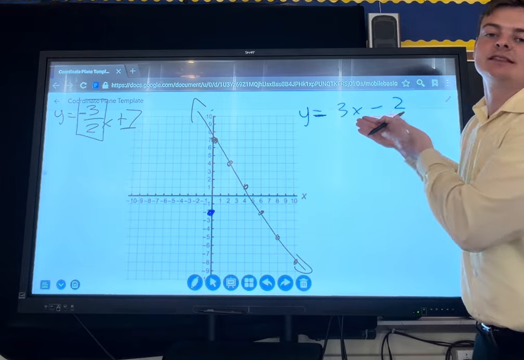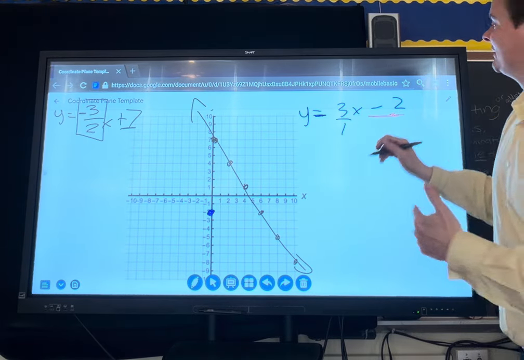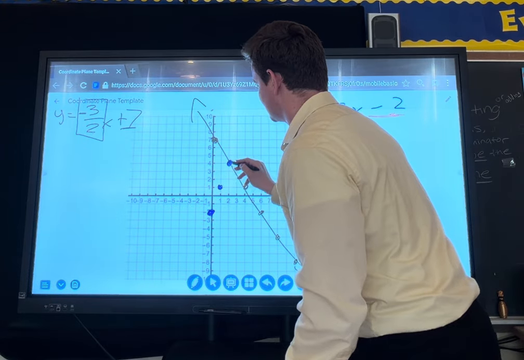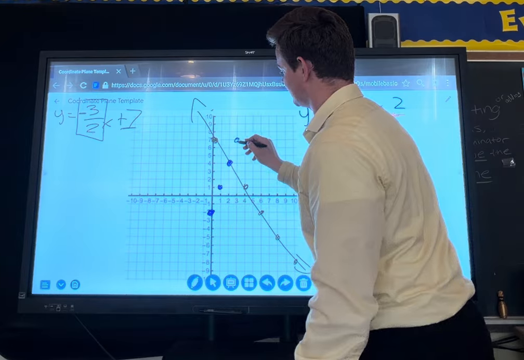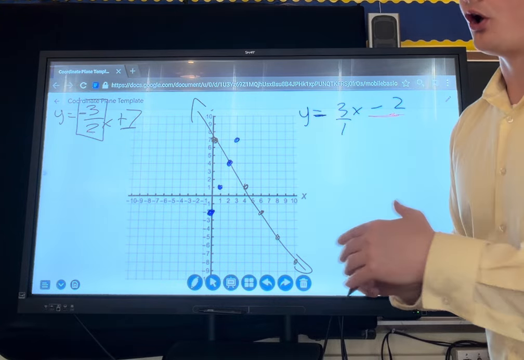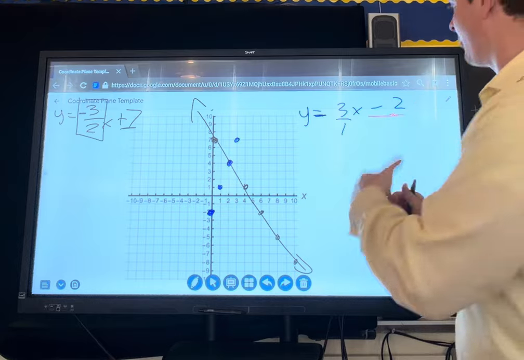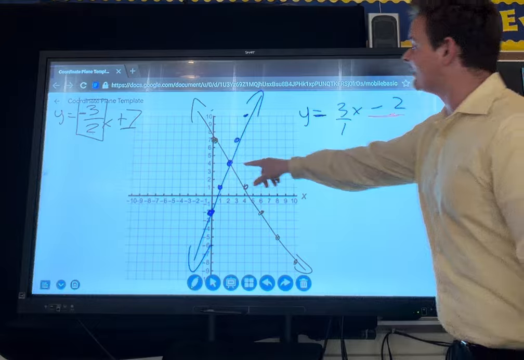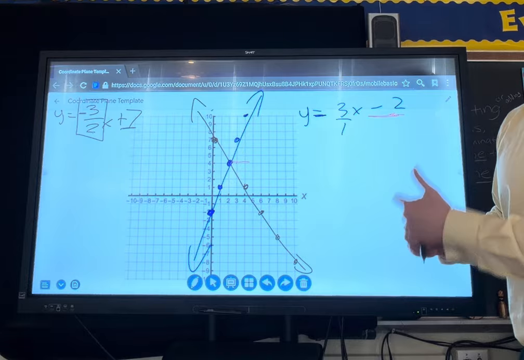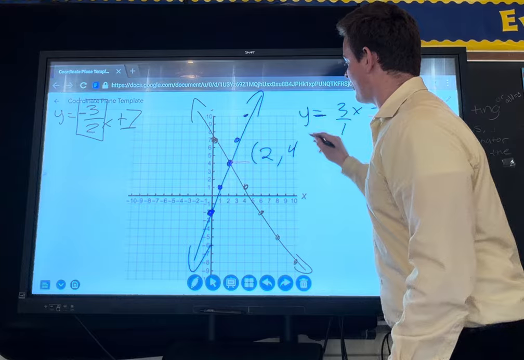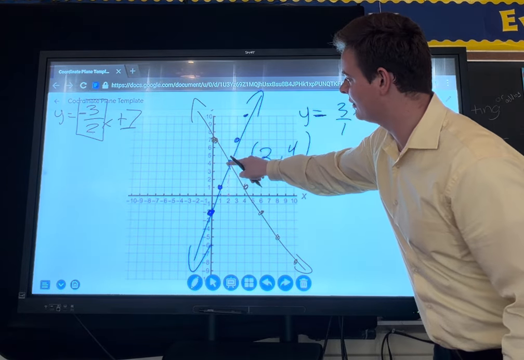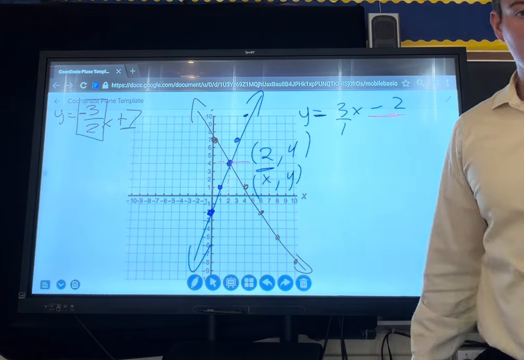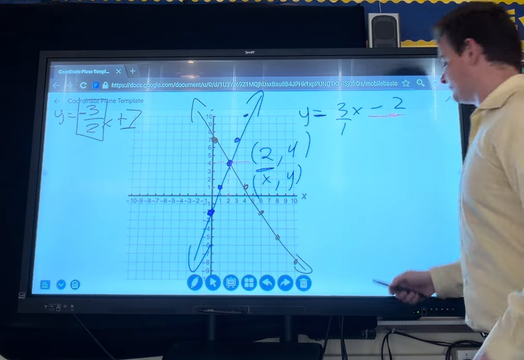Again, there's no number underneath the 3, but it's a secret 1, which means rise 3, run 1. All I'm doing is counting the boxes. Up 3 boxes, 1 box to the right. I connect my dots, draw my lines, and you'll see the spot where they cross is that point there, which is 2, 4, because it's x = 2, y = 4. And the x always comes first.